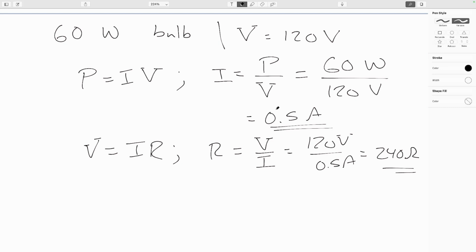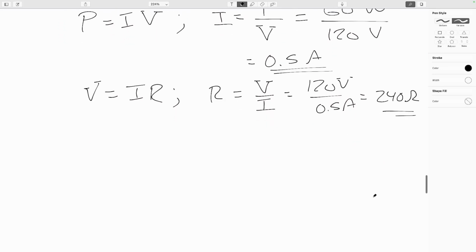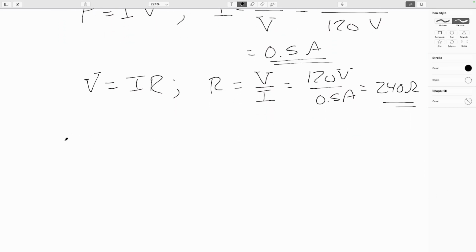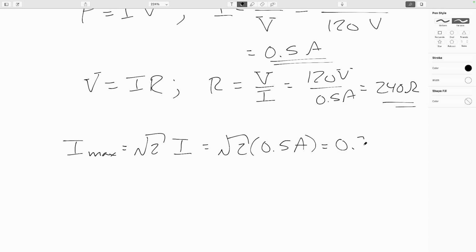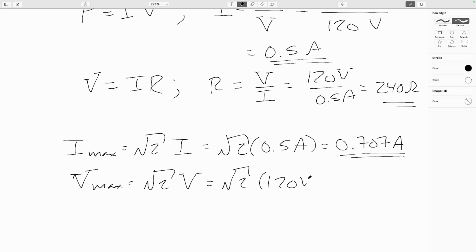So now let's go ahead and figure out what the maximum value of our current is. And that'll just be multiplied by the square root of 2. So our maximum current will be square root of 2 times the RMS value. So it'll be the square root of 2 times 1/2 an amp. So this will be 0.707 amps. And similarly, the maximum voltage, the amplitude of our voltage, will be the square root of 2 times the RMS value of our voltage, which is the square root of 2 times 120 volts, is 170 volts.